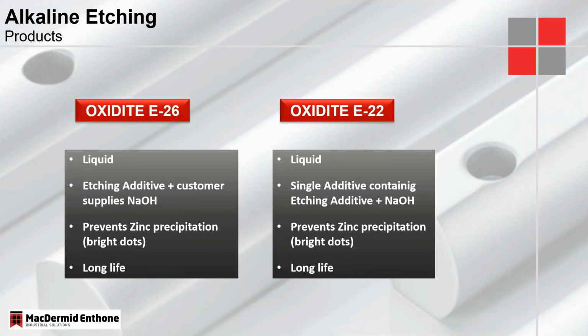On the other hand, if someone prefers that we provide the whole process and they just pour it over the side of the tank as a one-shot additive, we have the E22. This contains all the caustic, all the etching additives, and it can go straight into the tank and just needs to be diluted by water.